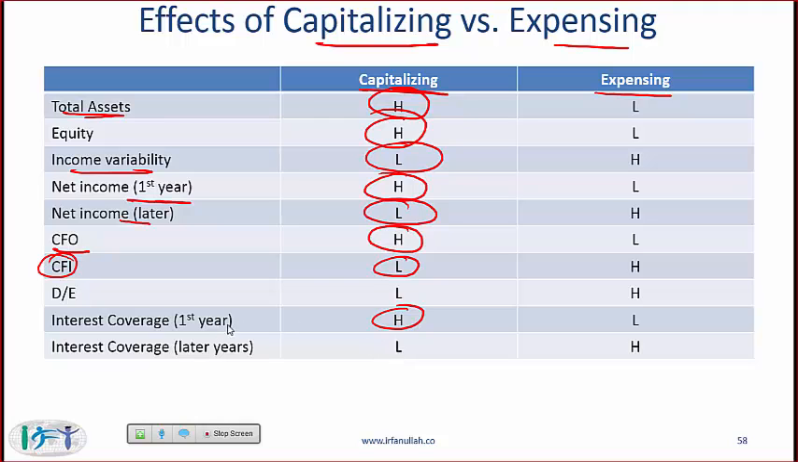So let's just understand the interest coverage ratio in the first year. Interest coverage ratio is EBIT over interest. So a firm that capitalizes, its EBIT will be higher in the first year. With the expensing firm, that entire cost is actually reducing EBIT. So that's why the expensing firm will have a lower EBIT and the capitalizing firm will have a higher EBIT in the first year.